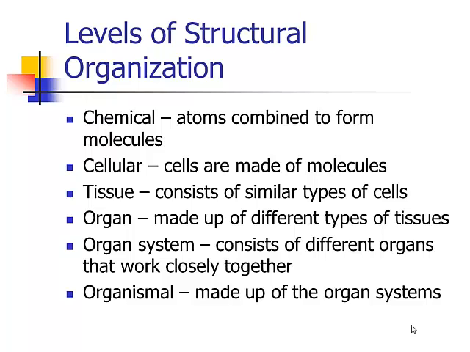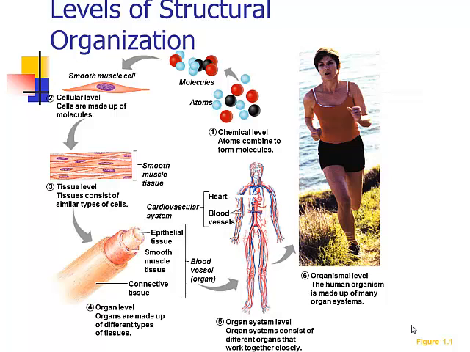The next slide is just going to show kind of the interaction between those levels of structural organization. So you see here that we have atoms that are making up molecules. We have cells. The cells are making up tissue. Tissues are going to then make up an organ, and then organ systems. Those are the organs that are working together to finally make the organism.